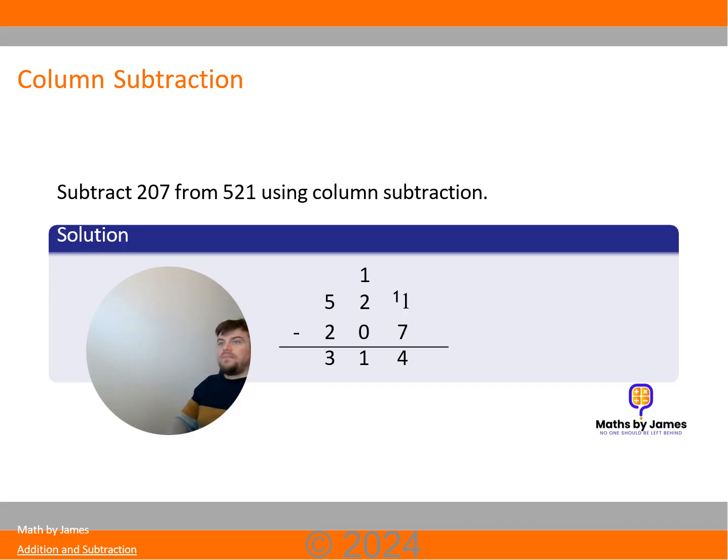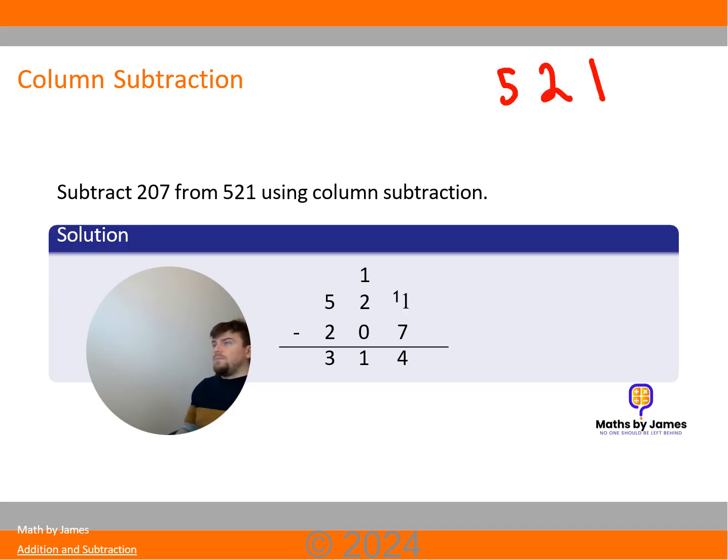So, subtract 207 from 521 using column subtraction. So here we've got 521 on top, 207 on the bottom. So what we need to do here is, I'll write it here as well, just so we can see the live example of it being done.